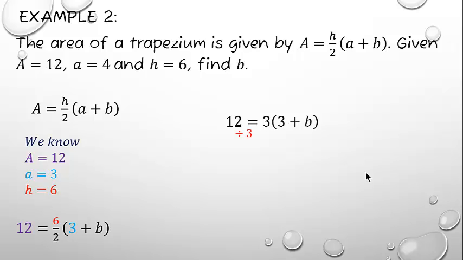With this one, rather than expand it out, we're going to divide by 3 on both sides. The reason I'm doing that is because when I do 12 divided by 3, it equals 4. If it wasn't a whole number, then it might be easier just to expand it out. But it doesn't really matter which way you do it. So I end up with 4 equals 3 plus b. Solving this one, we're going to subtract 3 from both sides, and we end up with 1 equals b. So turning that around, we end up with b equals 1. So the two lengths of the parallel sides are 1 and 3, but we've found b there.